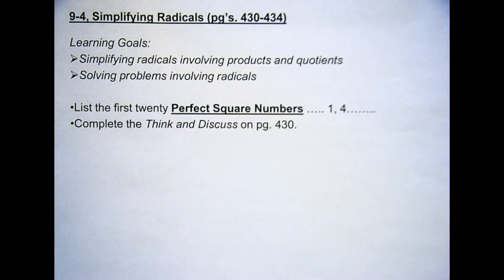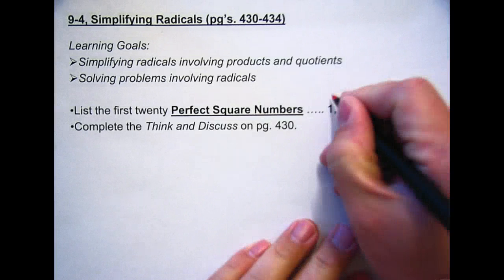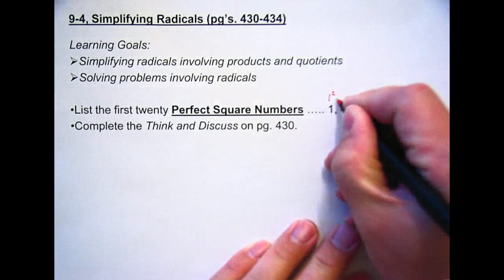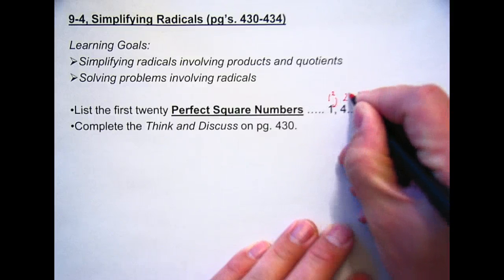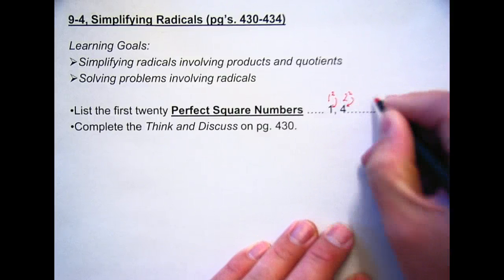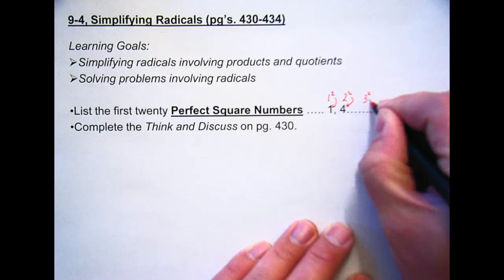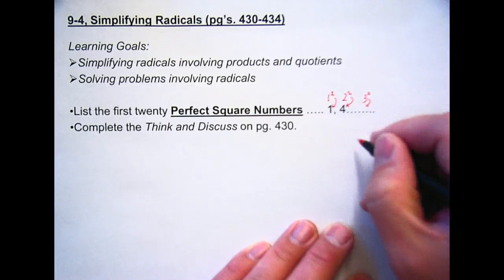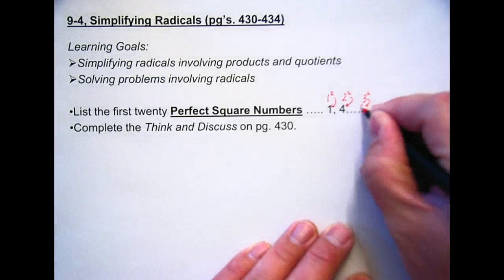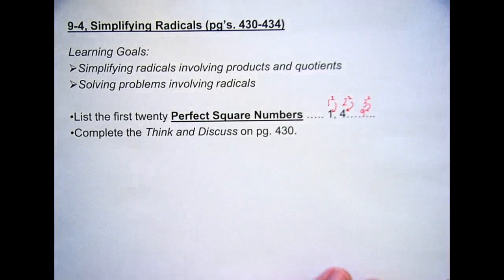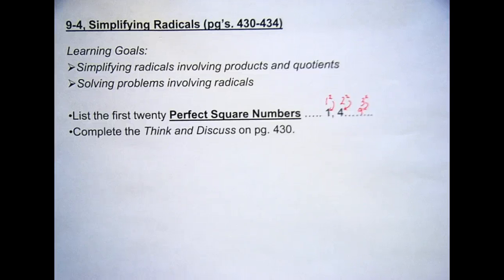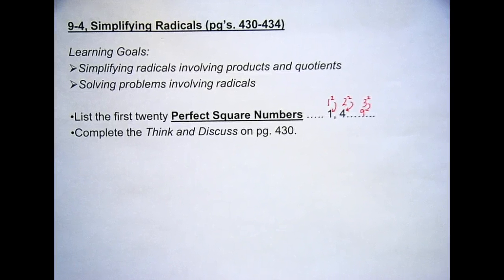When I mean by that, the perfect squares, remember, like 1 times 1 or 1 squared equals 1. 2 times 2 or 2 squared equals 4. 3 squared equals 9. So I want the first 20. So on top of your paper, list the first 20. And you're going to use those today. Anytime you're simplifying radicals, it's good to write them down on top of your paper. After you finish that, I want you to open to page 430 and complete the think and discuss on top of page 430, or take a look at it.